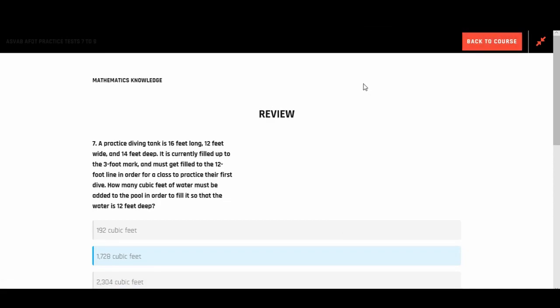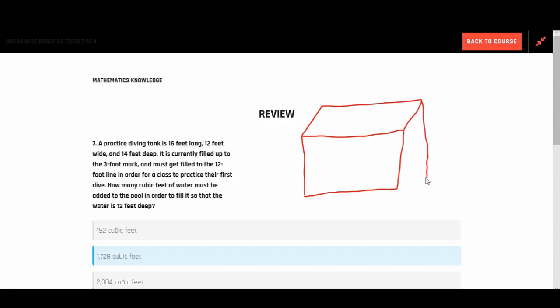Number 7 says a practice diving tank is 16 feet long, 12 feet wide, and 14 feet deep. So it's a rectangular prism. Let me go ahead and draw one of those out. Again, that's going to look like this. Bear with me with my sketch here, it's not going to be the best. Okay, so there's the rectangular prism.